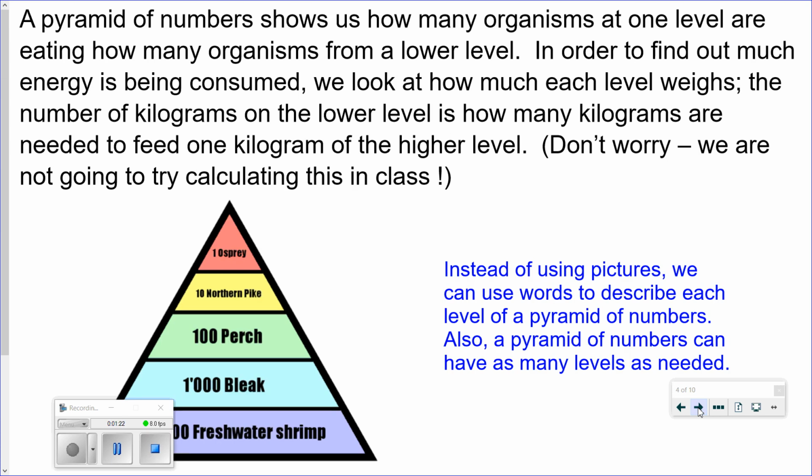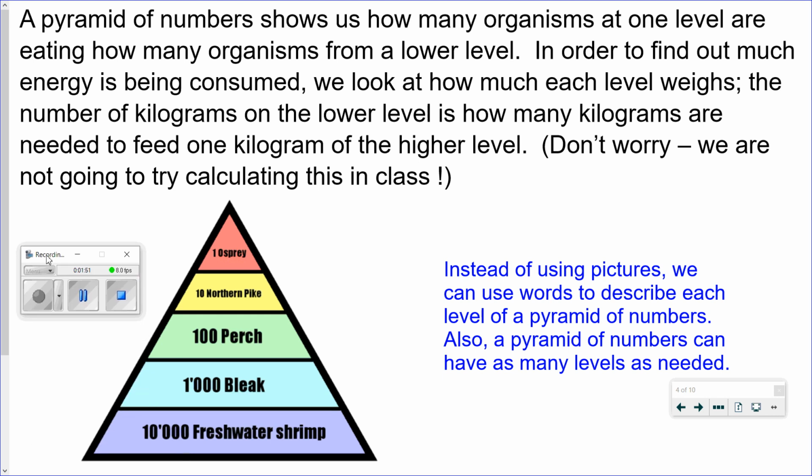A pyramid of numbers shows us how many organisms at one level are eating how many organisms from a lower level. In order to find out how much energy is being consumed, we look at how much each level weighs. The number of kilograms on the lower level is how many kilograms are needed to feed 1 kilogram of the higher level. And don't worry, we're not going to try calculating this in class. But as you can see from this picture here, folks, instead of using pictures, we can use words to describe each level of a pyramid of numbers. Also, a pyramid of numbers can have as many levels as needed.